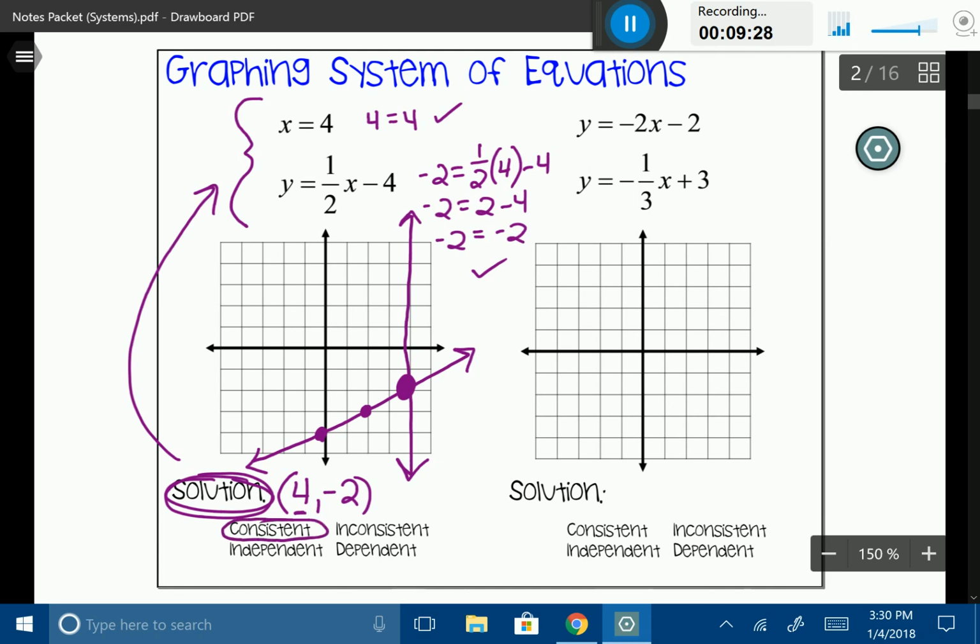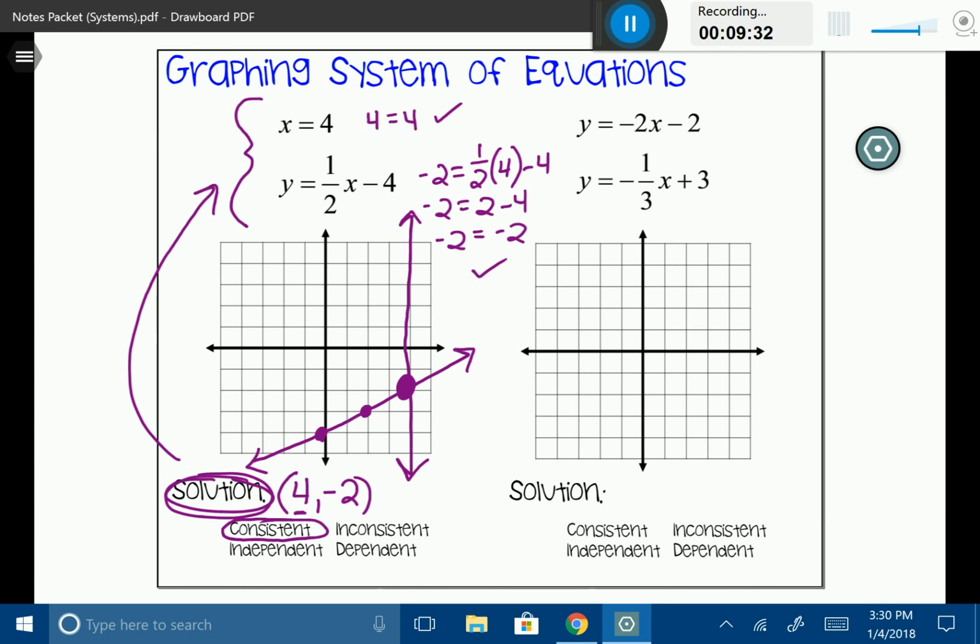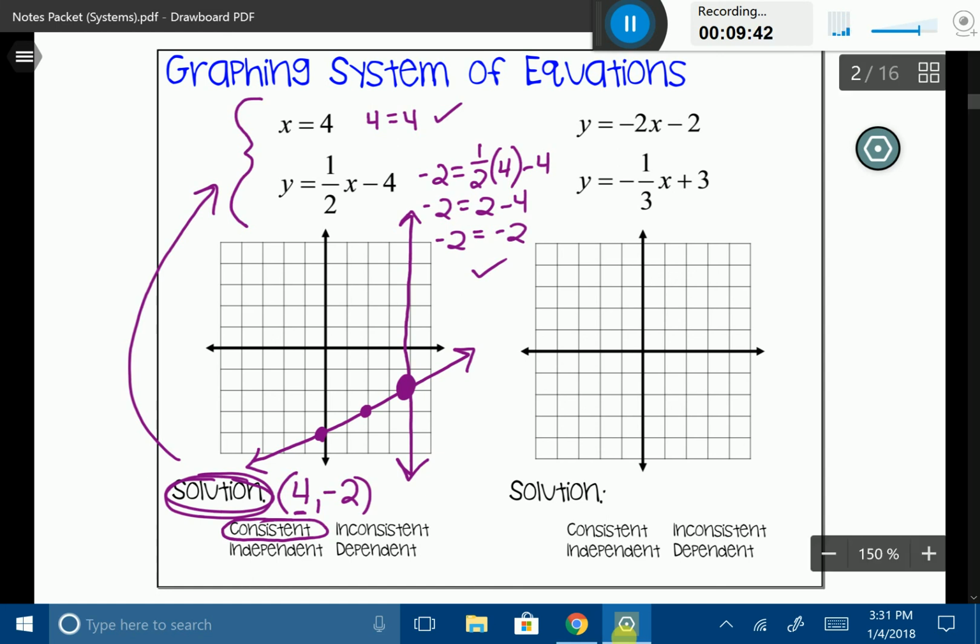And the difference between independent and dependent is the idea of having one solution, exactly one, or more than one. So in our case here, we have exactly one solution. So we're going to have an independent and consistent system of equations.